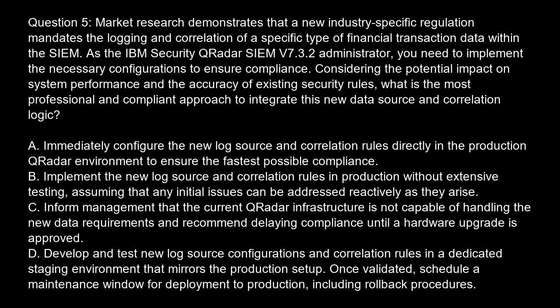Option A. Immediately configure the new log source and correlation rules directly in the production QRadar environment to ensure the fastest possible compliance. Option B. Implement the new log source and correlation rules in production without extensive testing, assuming that any initial issues can be addressed reactively as they arise. Option C. Inform management that the current QRadar infrastructure is not capable of handling the new data requirements and recommend delaying compliance until a hardware upgrade is approved. Option D. Develop and test new log source configurations and correlation rules in a dedicated staging environment that mirrors the production setup. Once validated, schedule a maintenance window for deployment to production, including rollback procedures.